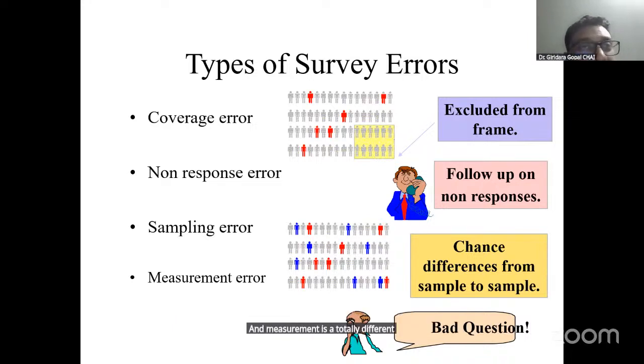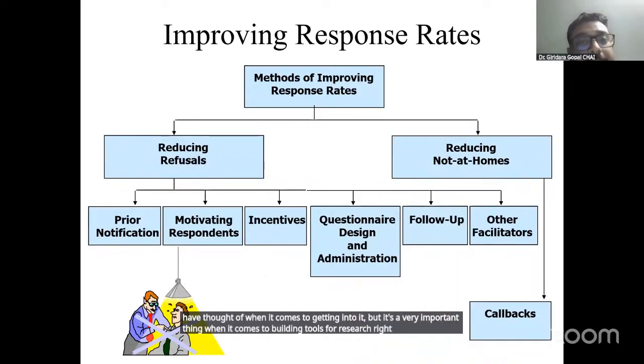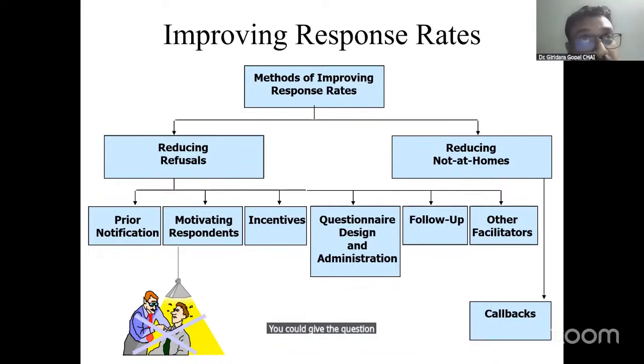Now, I'm not sure what you have thought of when it comes to getting into it, but it's a very important thing when it comes to building tools for research, right? Improving response rates: you increase responses by prior notification, you motivate respondents, you give incentives. You could give the questionnaire to them and explain it to them. You follow up with them, or you could try to motivate them through people whom they trust.